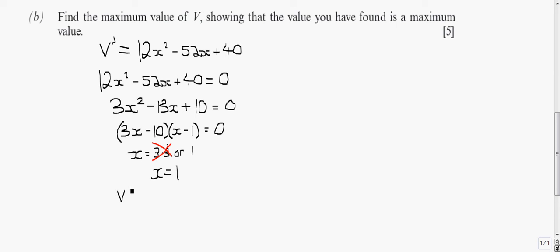Now the last part of this question is prove it's a maximum value, and to do this, you'll remember we just take second derivatives, which is 24x minus 52. We plug in x equals 1, and we end up with negative 28, which is less than 0, so x equals 1 is a maximum.